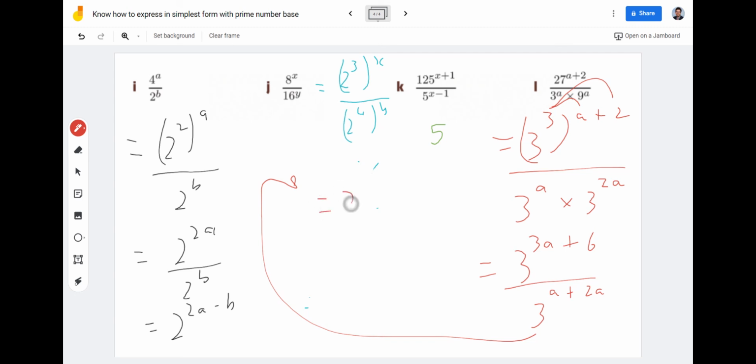So now we've got 3 to the power of 3a plus 6 minus a plus 2a is 3a. So now we collect like terms. 3a, take away 3a is nothing, so it's just 3 to the power of 6.